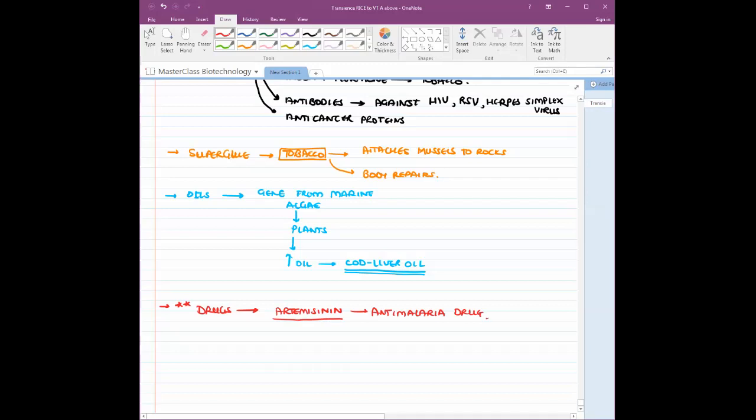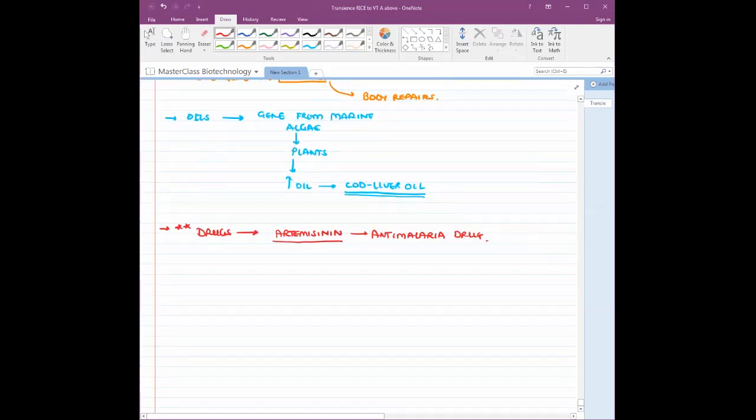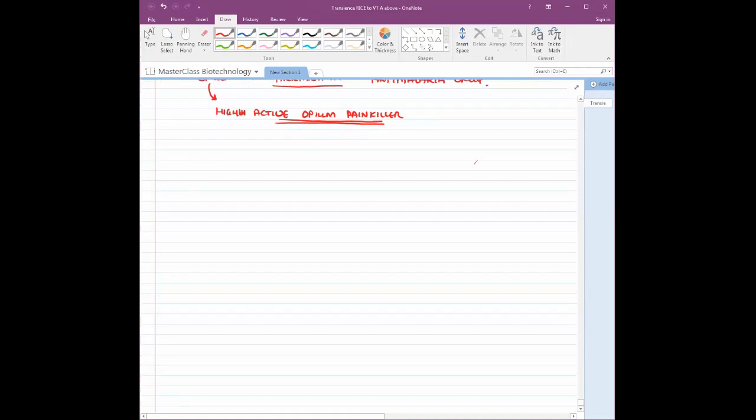Along with this, guys, if we talk about drugs, we can also produce a highly active opium painkiller. So even this can be produced. Highly active opium painkiller. So this is the next thing.